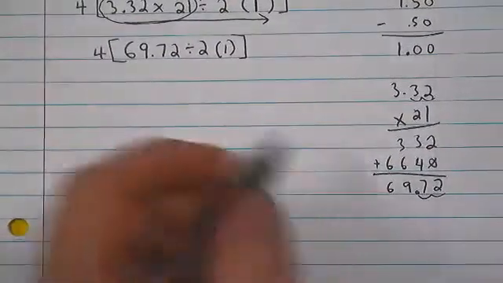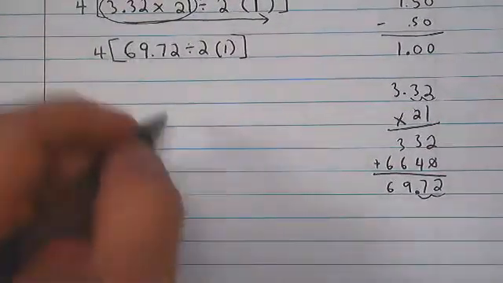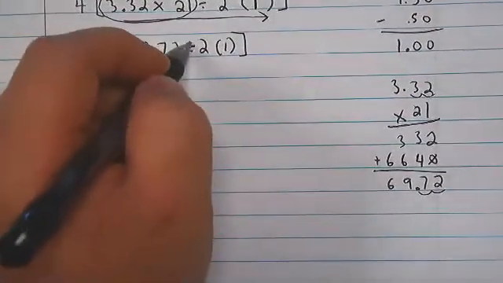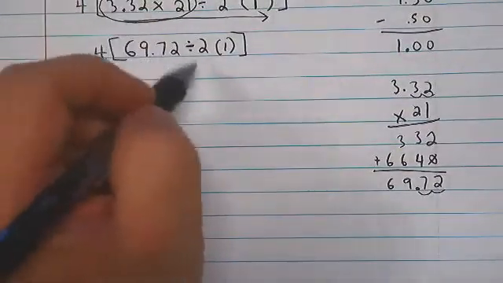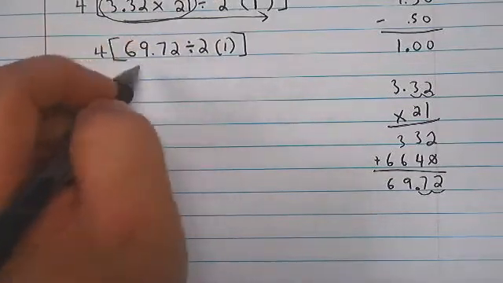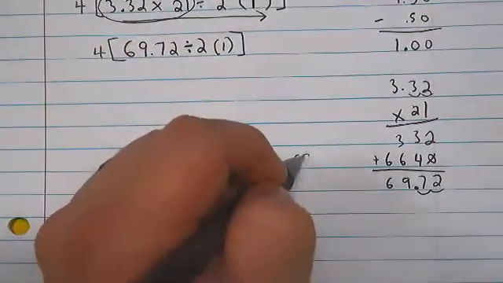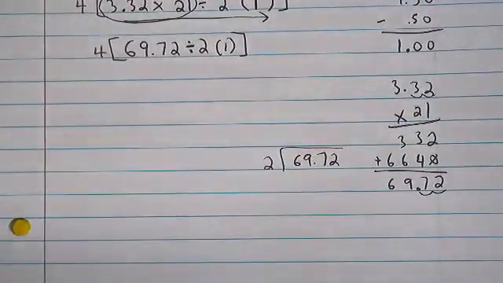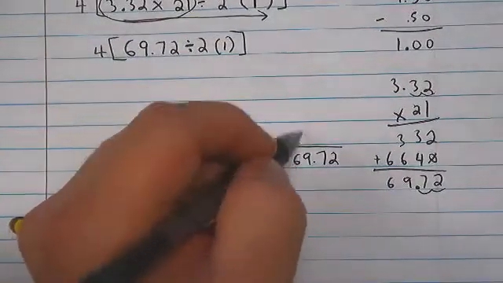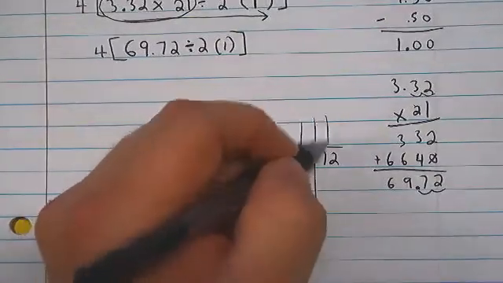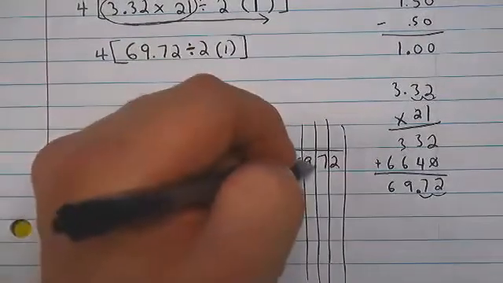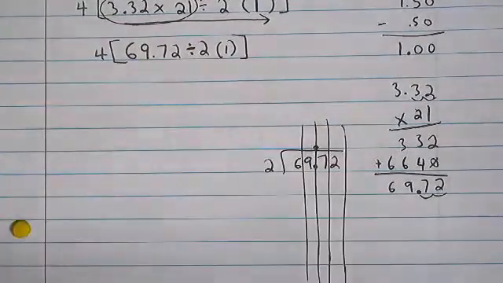Okay, the next thing we're going to do is take 69 and 72 hundredths and divide that by 2, because remember, multiplication and division are in the same playing field. They're equal in importance, so we do them left to right. So we're going to take 69 and 72 hundredths and divide that by 2. Let's do that. Here I'll go ahead and split up my place values too so that it's a little neater. And there was my decimal, so my decimal is going to be right there too.